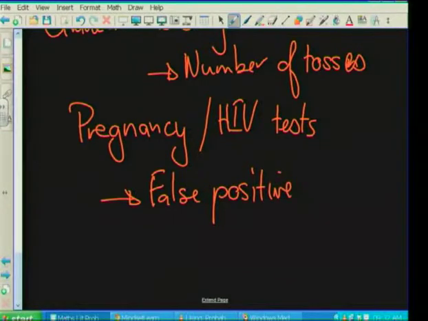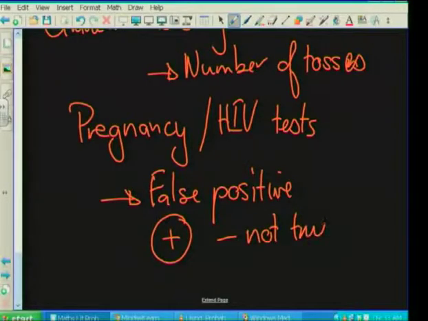What is a false positive? Well, it means that you get an outcome that's saying that it is a positive result when it's not true. And within all medical tests, with all statistical tests, there is the possibility of false positives. There is also the possibility of false negatives.